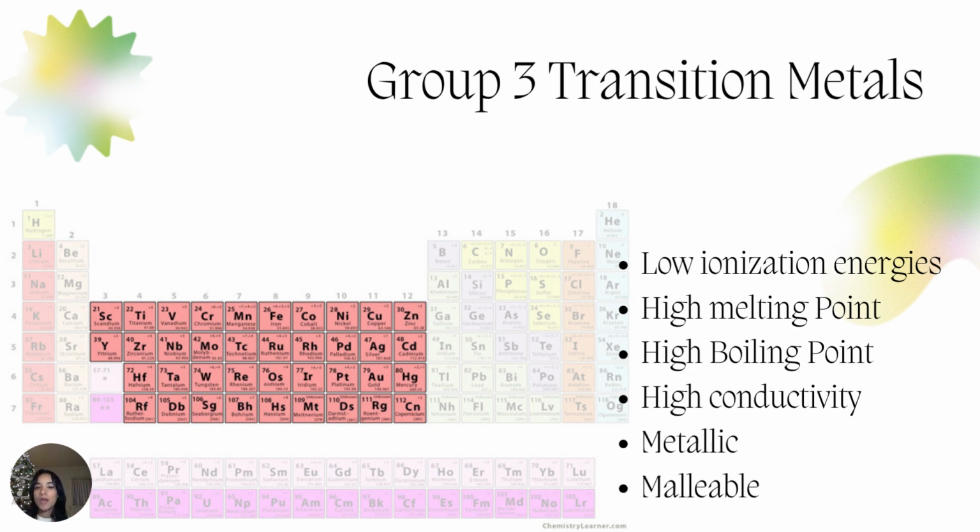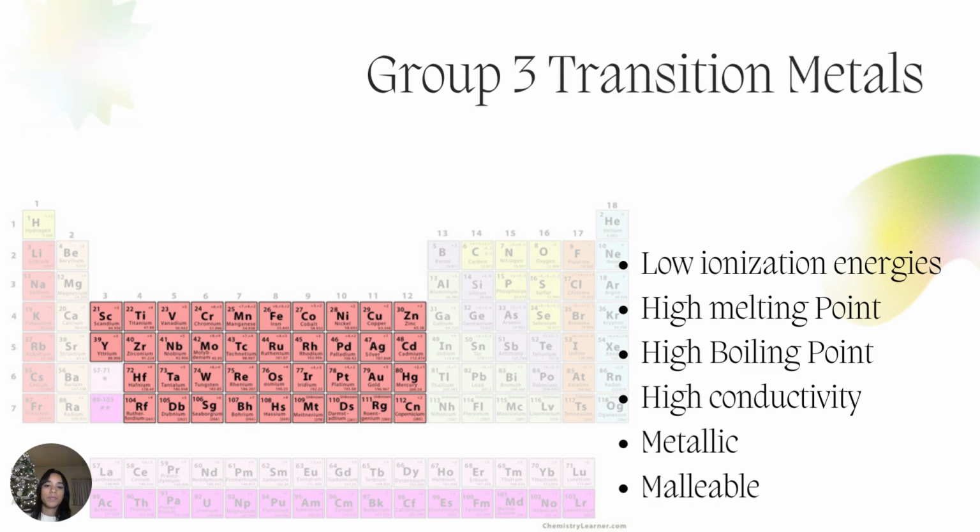This one's not necessarily going to be a column, but rather we're going to categorize all these elements and keep them together, just because they do have the same characteristics. So our next group is the long portion of the periodic table: the transition metals. Each of the transition metals has low ionization energies, high melting points, high boiling points, high conductivity of electricity and heat, and they are metallic and malleable.